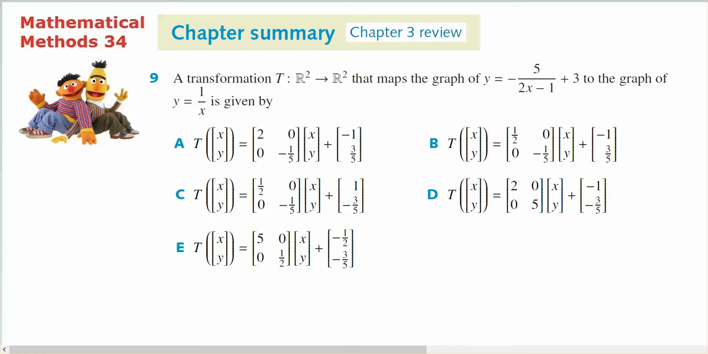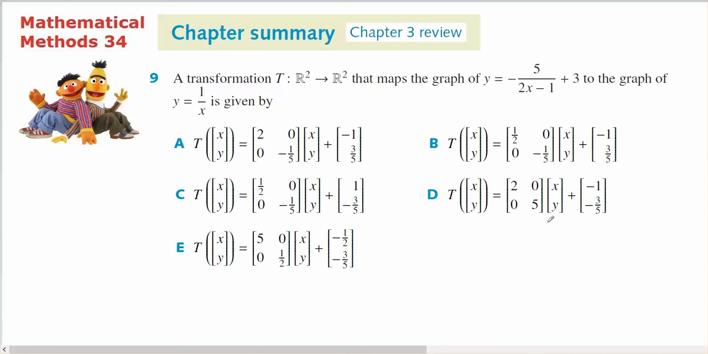This is for Year 12 Methods. It comes out of the Chapter 3 review, question number 9 in the multiple choice. A really good question because it demonstrates that what you think are the translations may not be the translations because of the dilations and reflections that happen first.